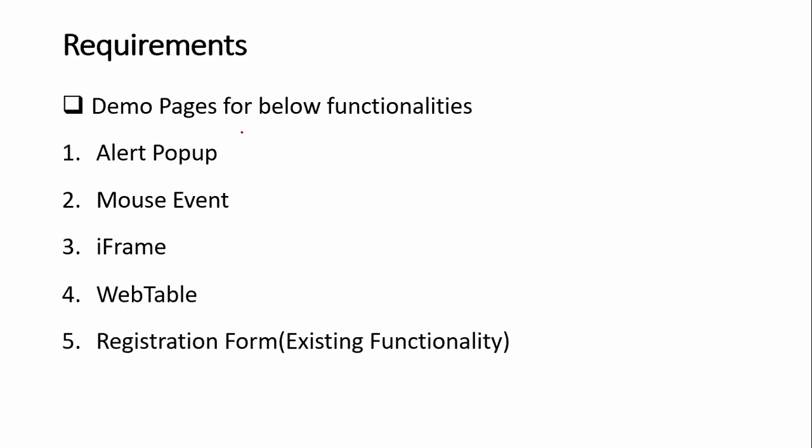So here, for simplicity, I just took some five example requirements. We want to develop alert pop-up page, mouse event, iframe and web tables, and there is an existing functionality, the registration form, where you have to update some features in the existing page. So these are new requirements, and this is an existing requirement. Like this, the requirements came.